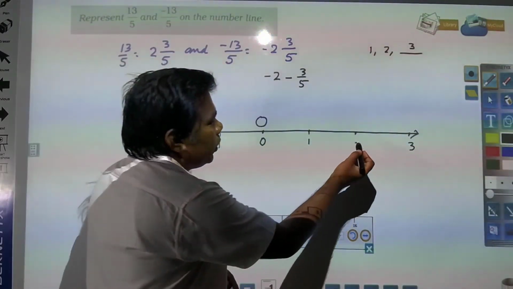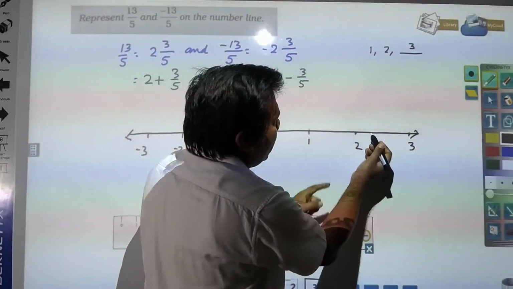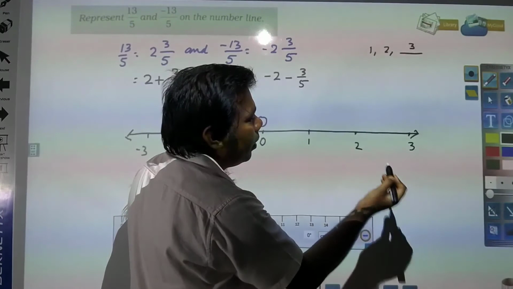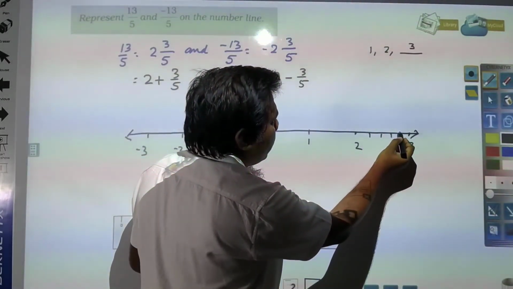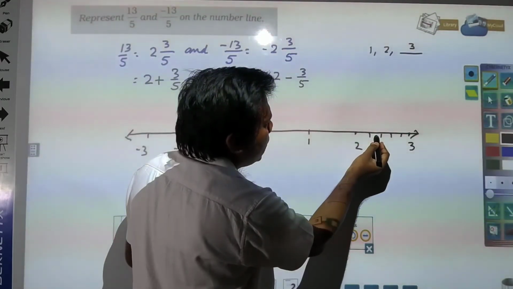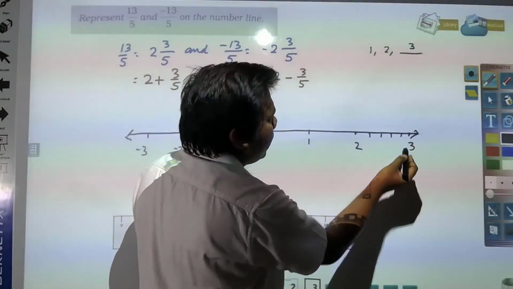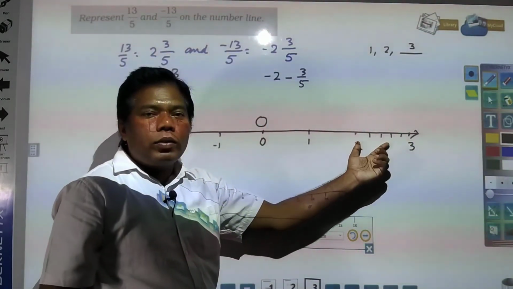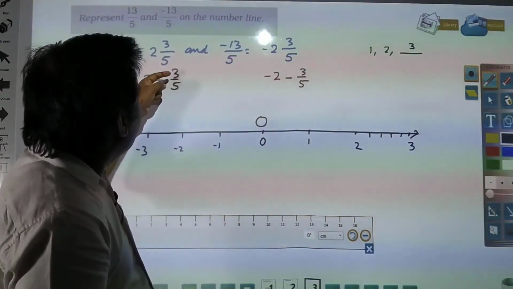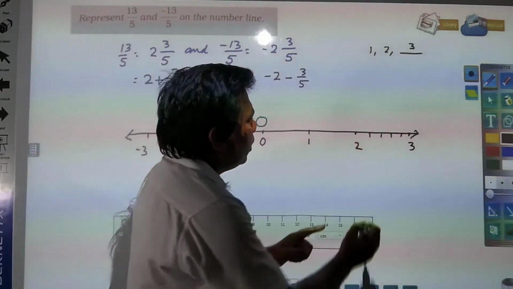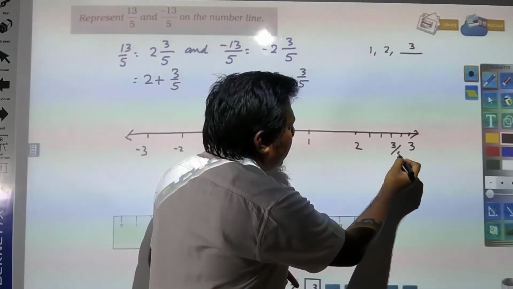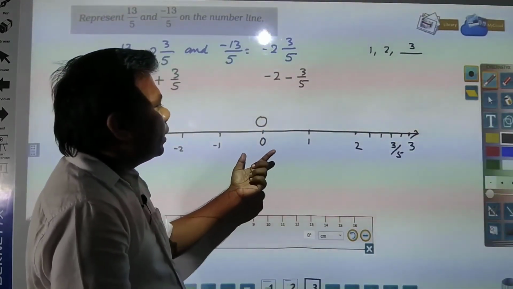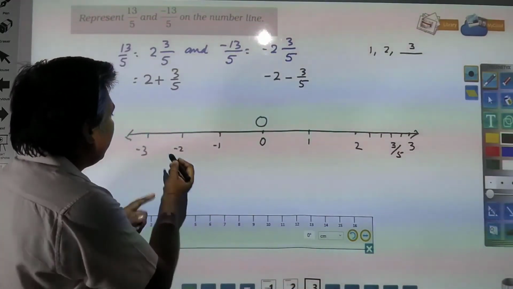So what we need to do is, this portion between 2 and 3 is required to be divided into 5 parts. 1, 2, 3, 4. Now you see, one portion, second, third, fourth, fifth. Fifth part you have, 5 parts you have. Now you count 3, 1, 2, 3. This will be 3 by 5. And in the same way, on this side also you have to do.